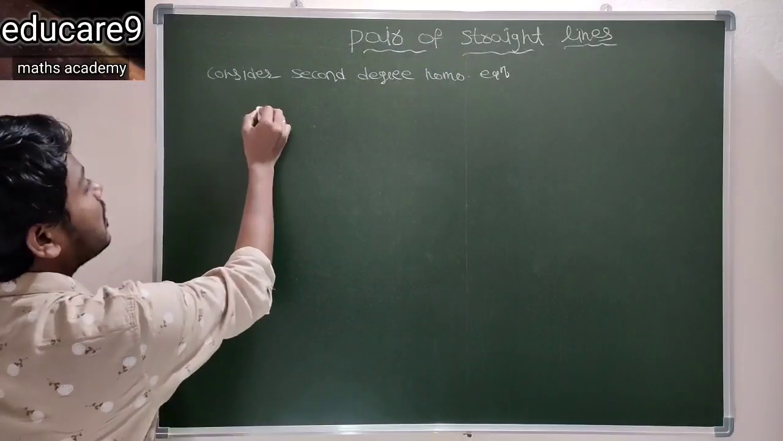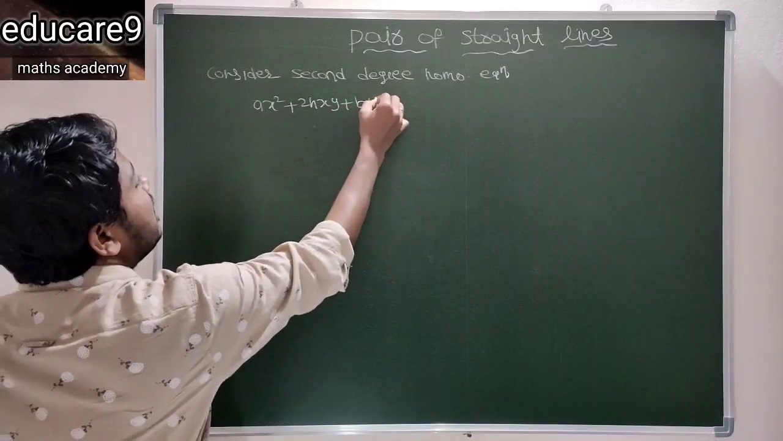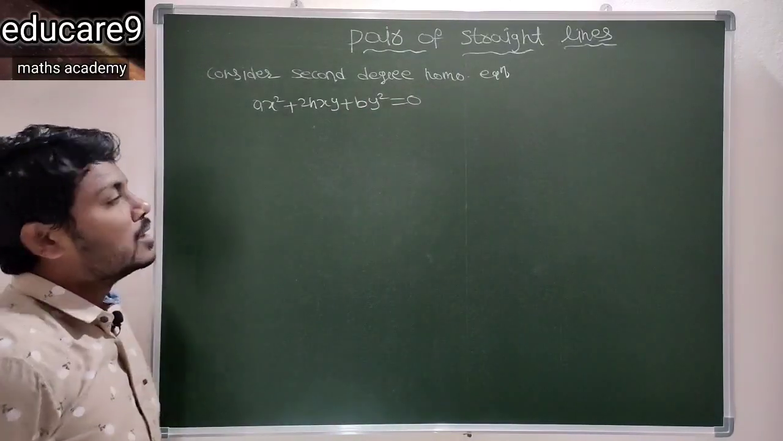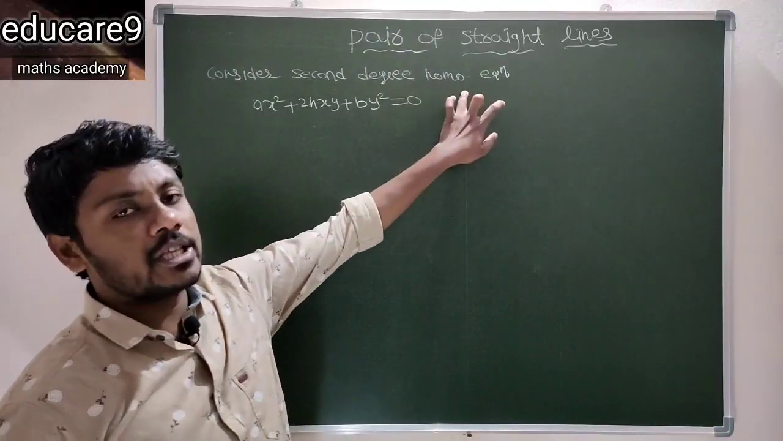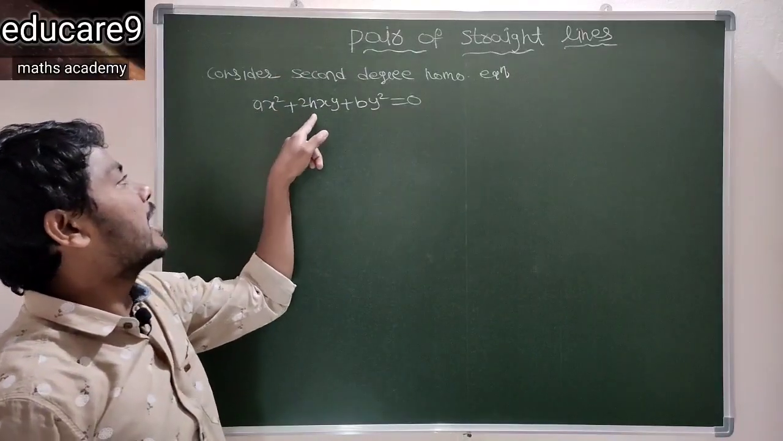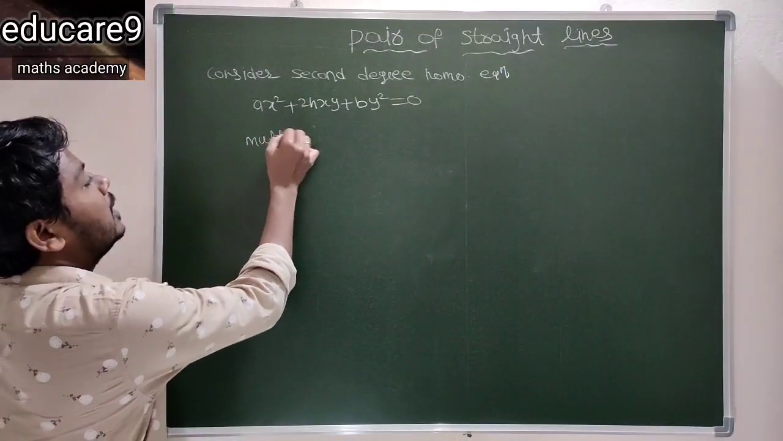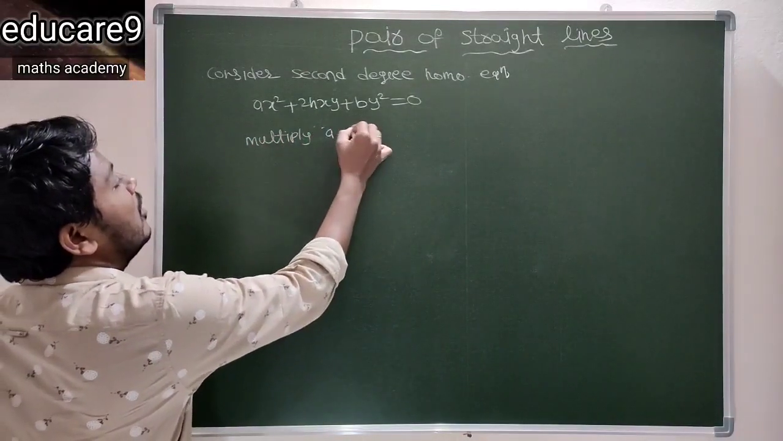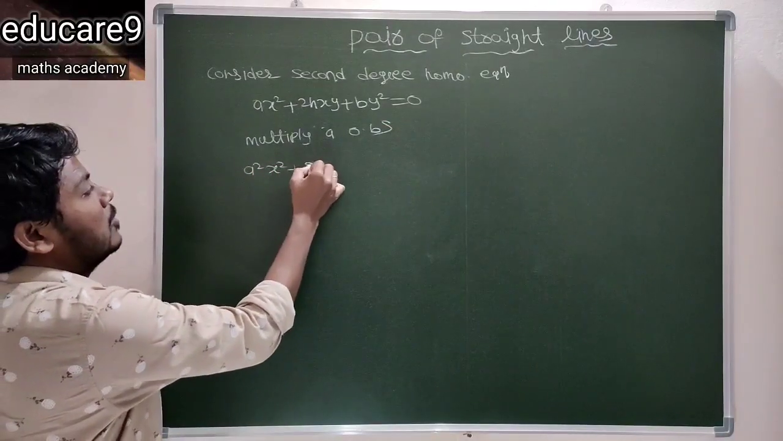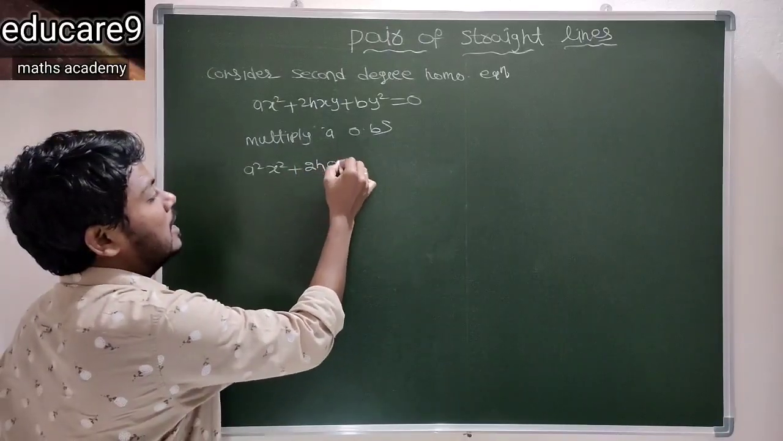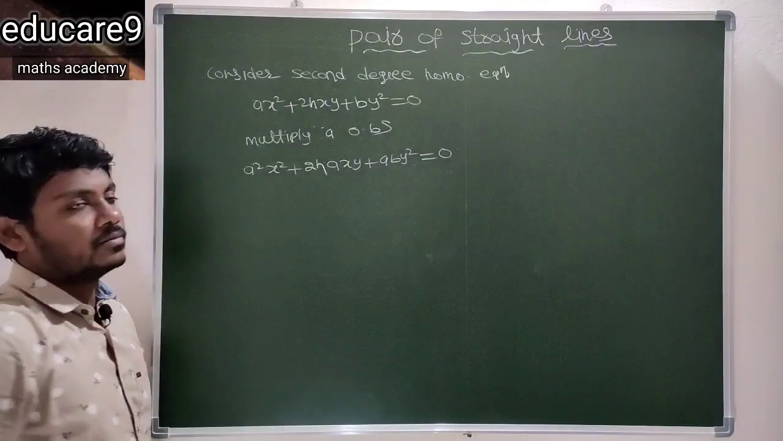That is ax square plus 2hxy plus by square is equal to 0. So consider a second degree homogeneous equation. You know that a second degree homogeneous equation is of the form ax square plus 2hxy plus by square equals to 0. Now multiply a on both sides. See what you get? A square x square plus 2 axy plus ab y square is equal to 0.